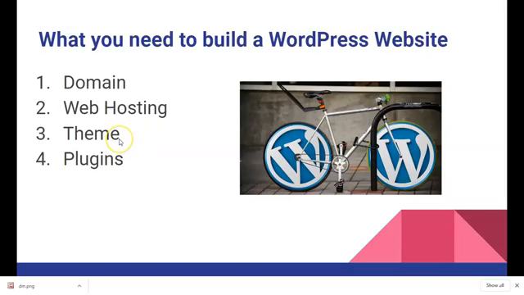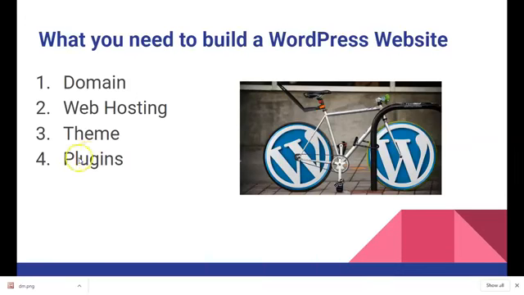So the third thing we are going to need when building a professional website is a theme. A theme is what determines the look and feel of your website. So you're basically going to need a theme to give your website the look and feel that you want. So we are going to need a theme as one of the requirements for building a professional WordPress website.